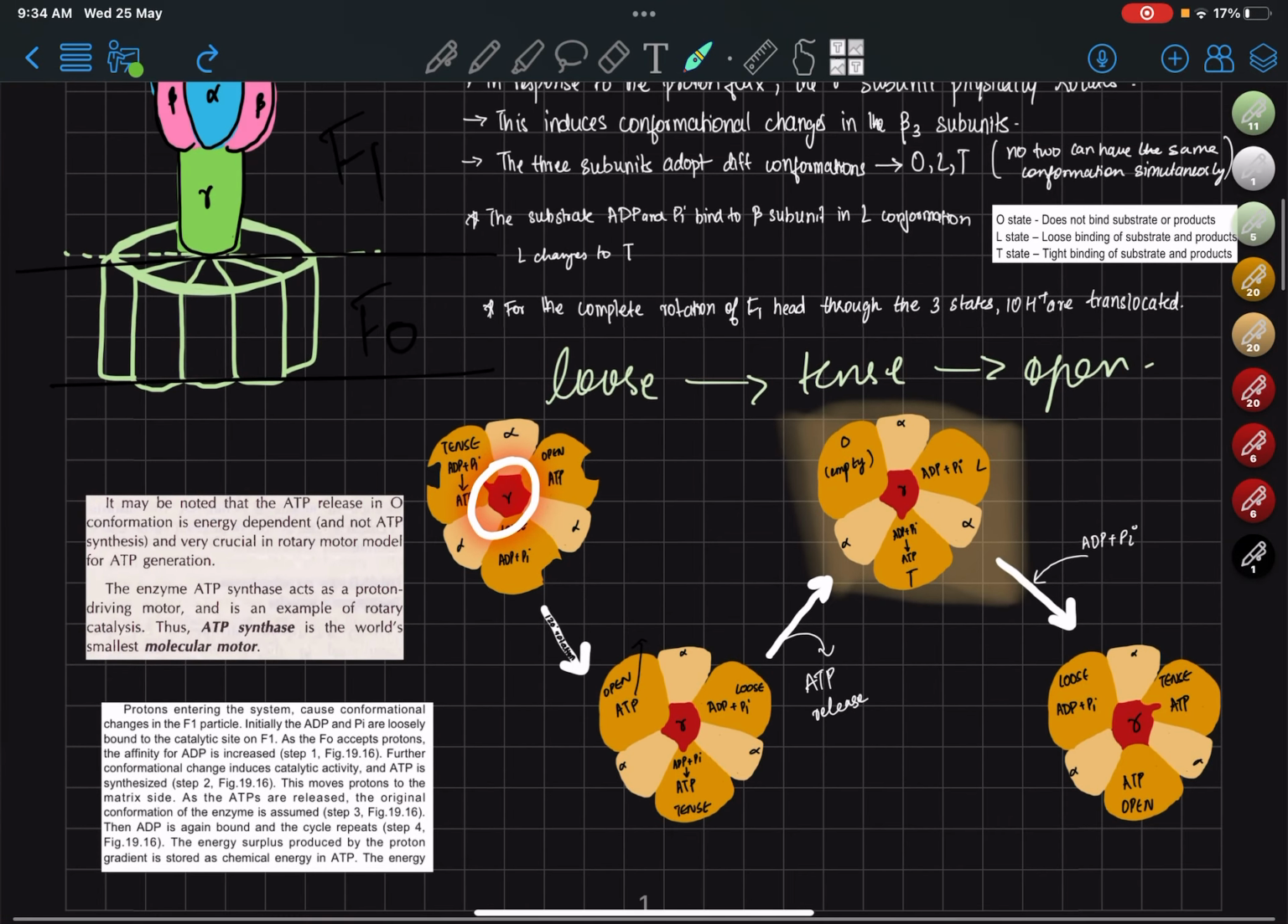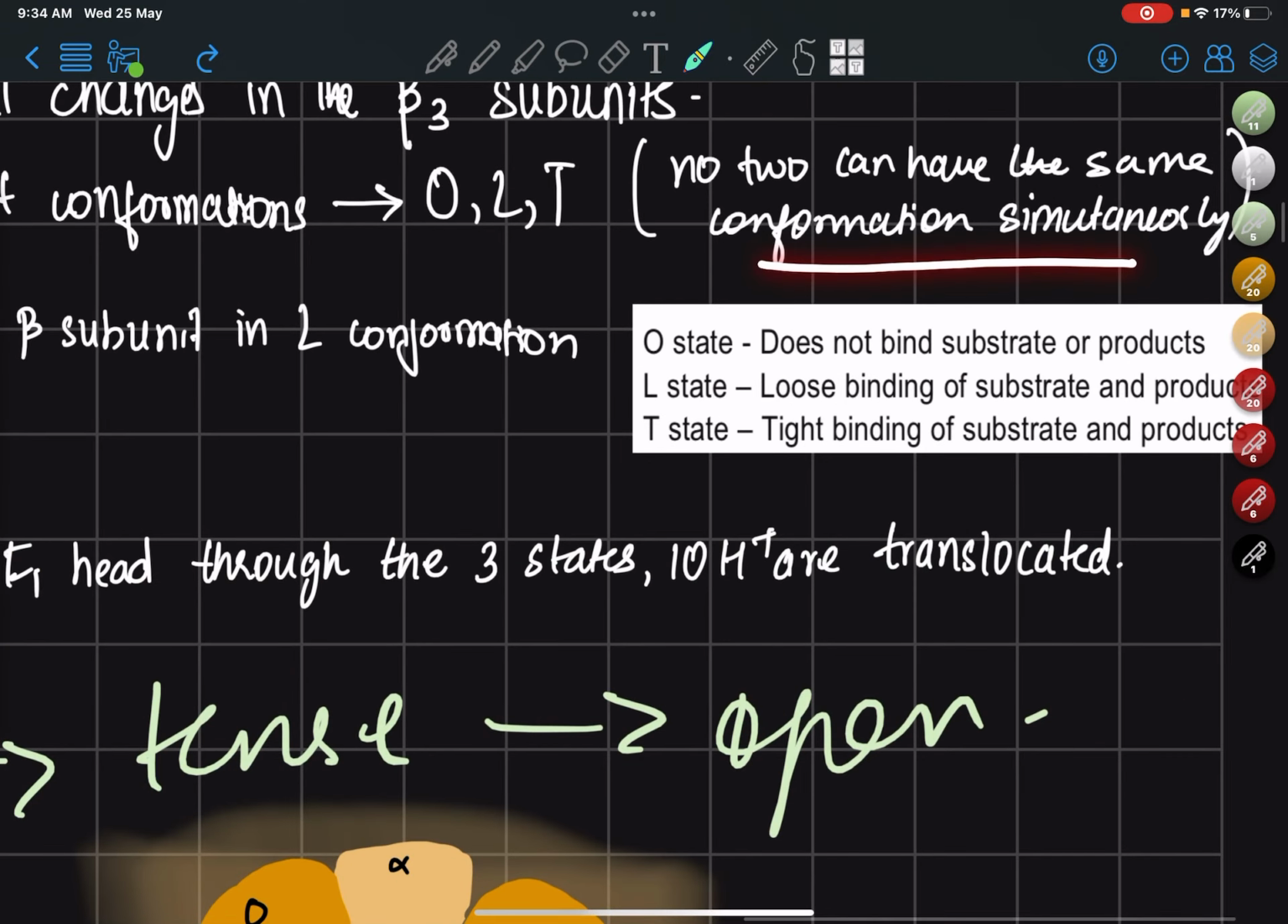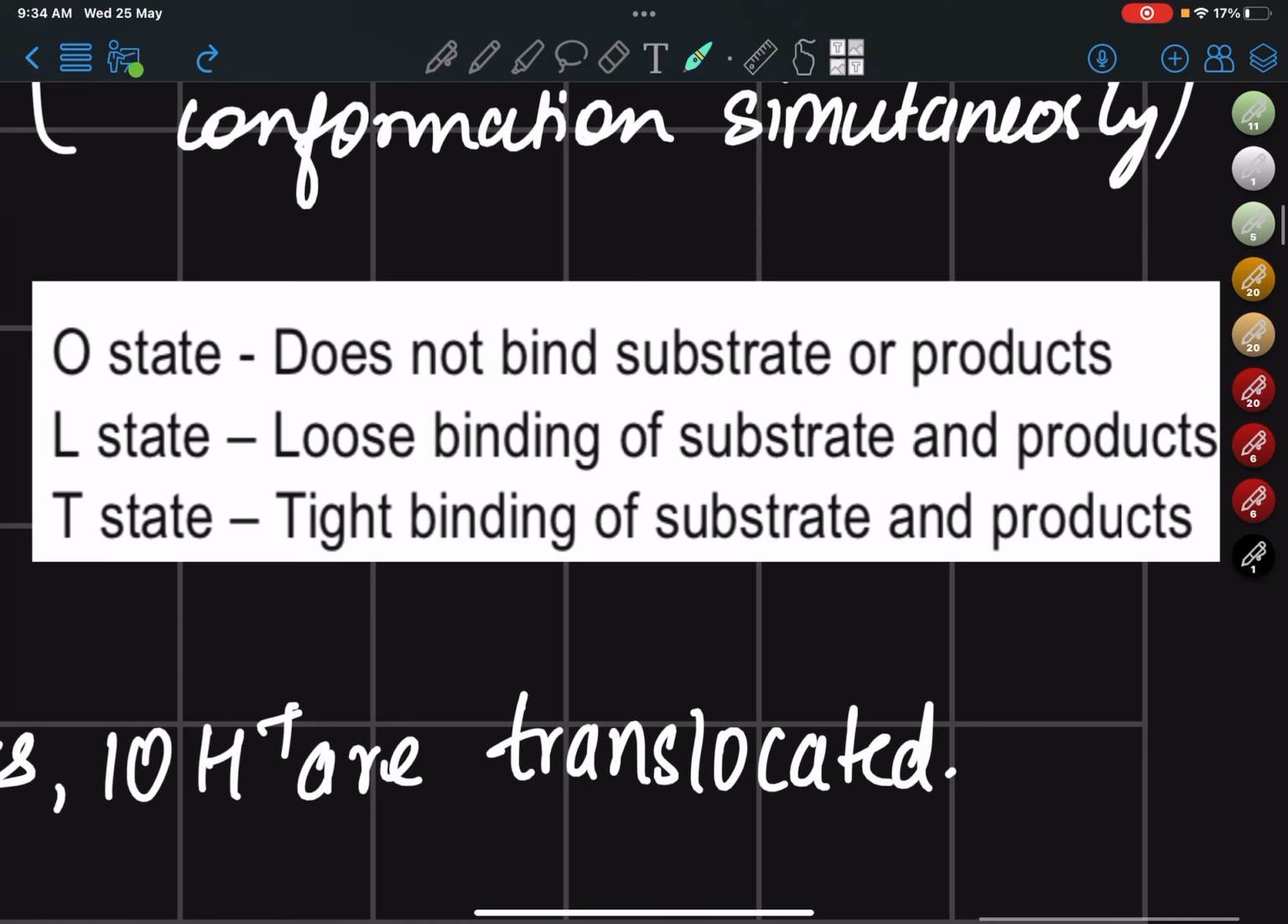Moving ahead, we have 3 subunits, O, L and T. No 2 beta units can exist in the same conformation simultaneously. That is an important point. Talking about the 3 states: open, loose and tense. In the open state, the only thing that happens is that ATP is released. There's no binding of any substrate or product.